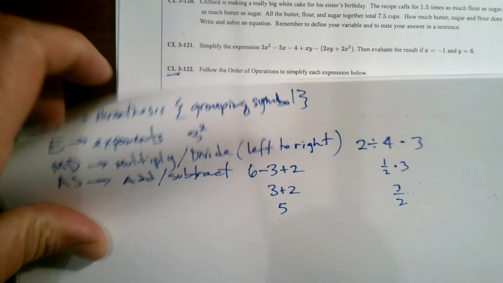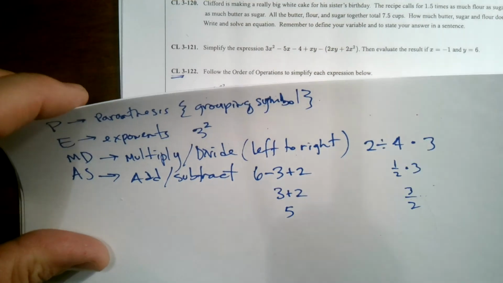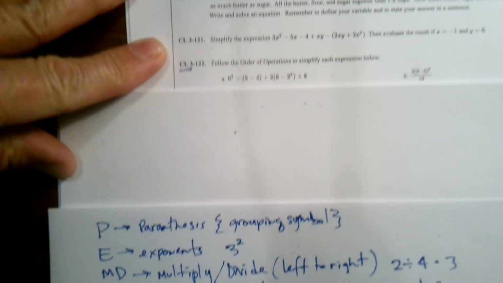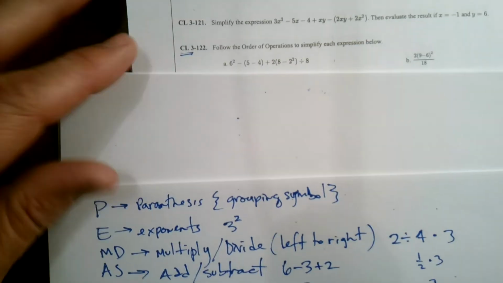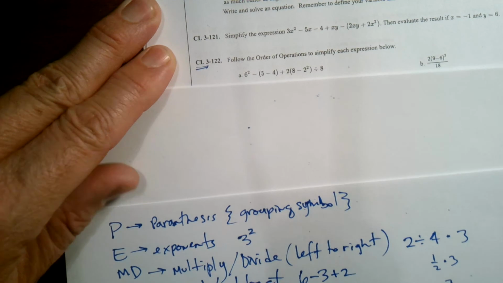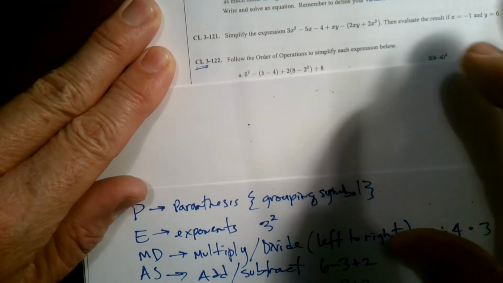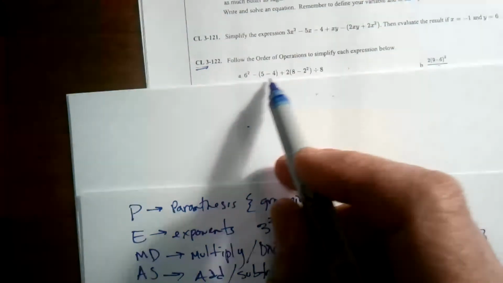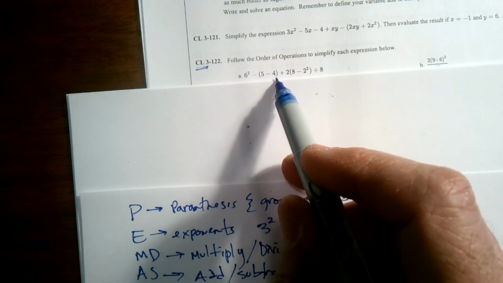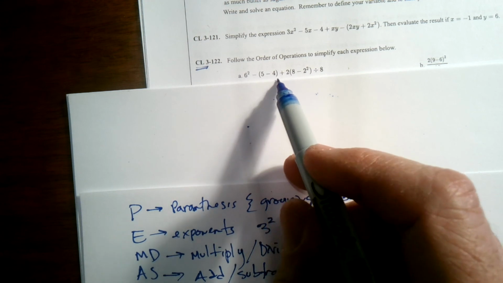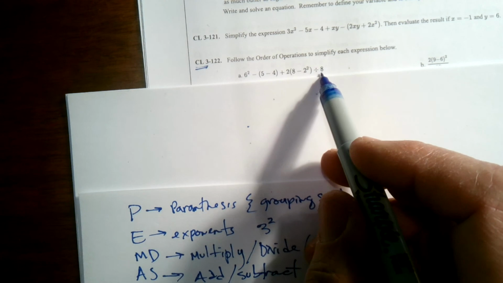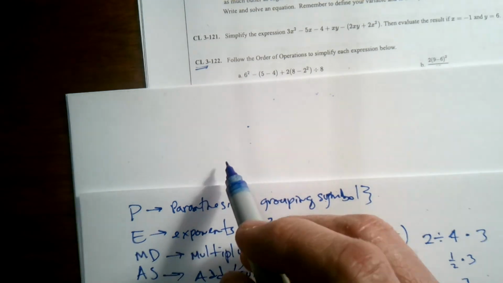So I'm going to use those to simplify my question. The question I'm simplifying here is this long one. I need to use order of operations. So I have 6 squared minus the quantity of 5 minus 4, plus 2 times the quantity of 8 minus 2 to the second power, and all of that divided by 8.